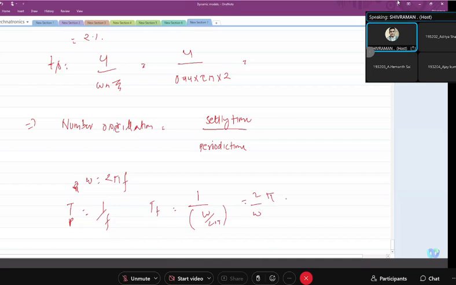And your settling time is as above. So from here you put the value of omega n, and you can calculate the number of oscillations, which will be 1.3. You can keep this value. Omega n you have calculated, which will be 2 here, like 4 times pi, and the 2 pi will get cancelled. And you will get the value. Next, there is one more question.